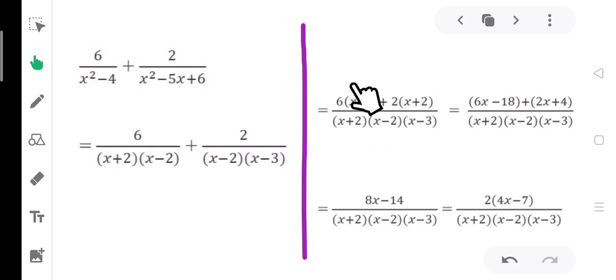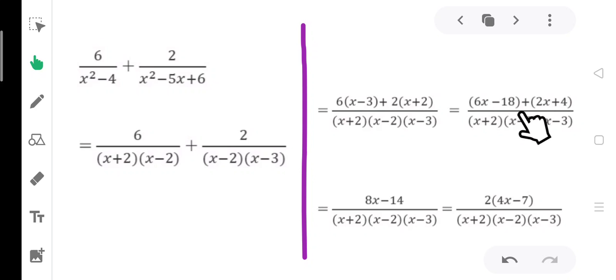Then distributing 6 to the terms inside and 2 to the terms inside. So we have 6 times x, that is 6x. 6 times negative 3 is negative 18. And then for this one, we have positive 2 times x, that is 2x. And then positive 2 times 2, that is positive 4.